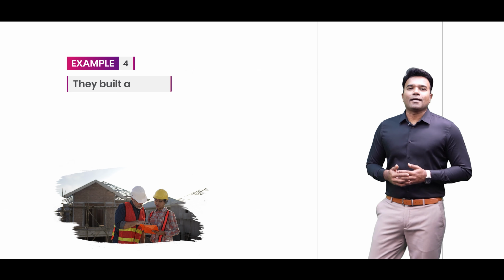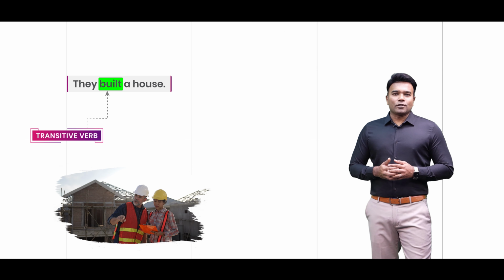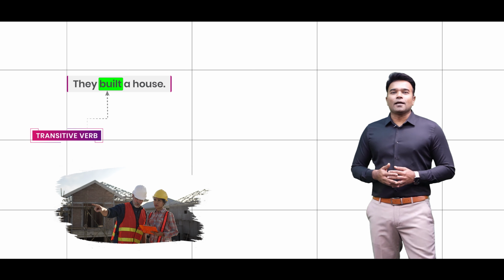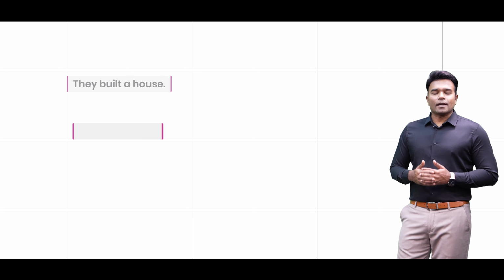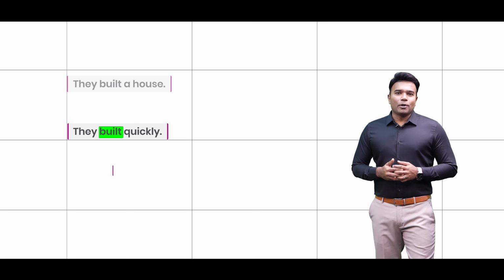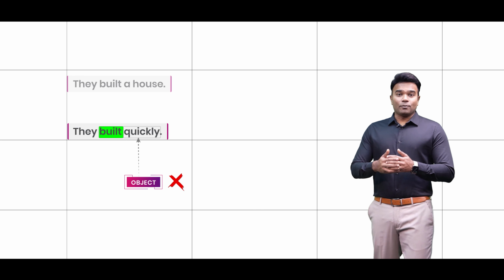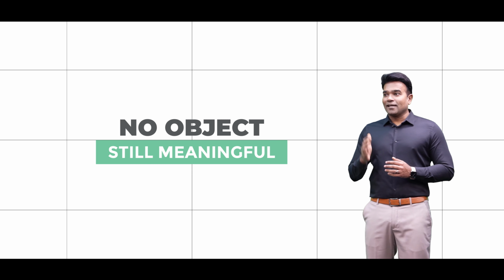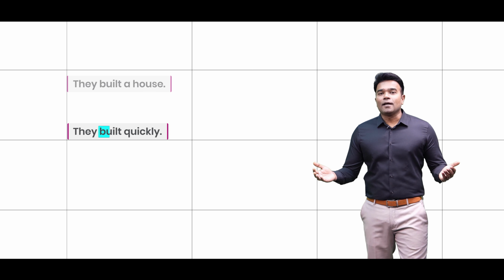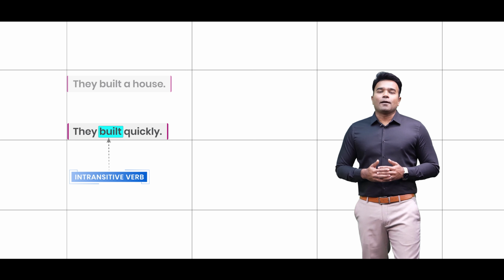Finally, look at this example. Obviously, here built happens to be a transitive verb because it is transmitting the action of building to an object, which is the house. But then have a look at this. Again, in this case, there is no object. Though built happens to be a verb, it is not demanding an object because quickly obviously is not an object, it is an adverb. Though there is no object, the sentence is a meaningful sentence, which means that the verb here is not demanding an object and hence can be categorized as an intransitive verb.